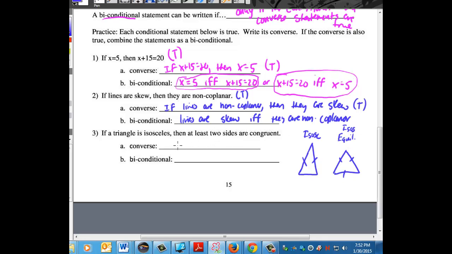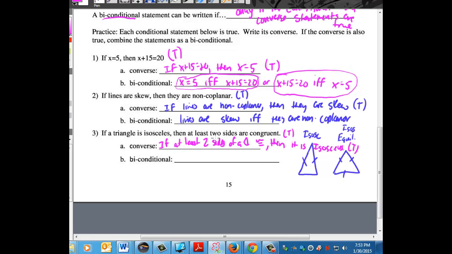So on our converse, and again, this statement is true. It was given to us, the first conditional statement. Let's write the converse. If at least two sides of a triangle are congruent, then it is isosceles. And let's examine the truth value of that. If at least two sides of a triangle are congruent, then it is isosceles. Yes, that's true as well.